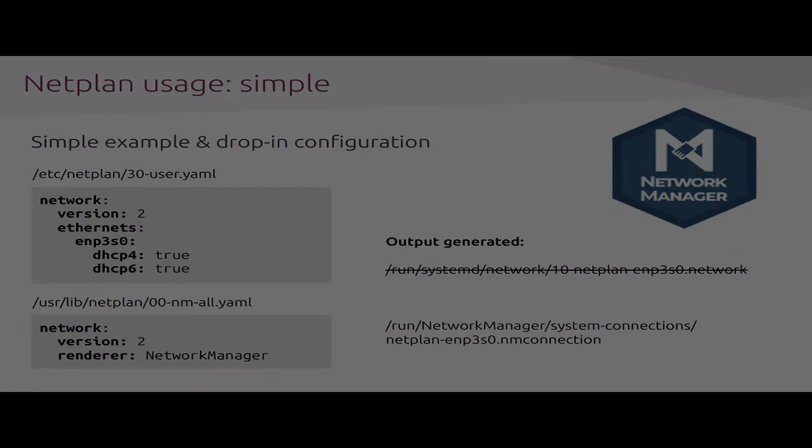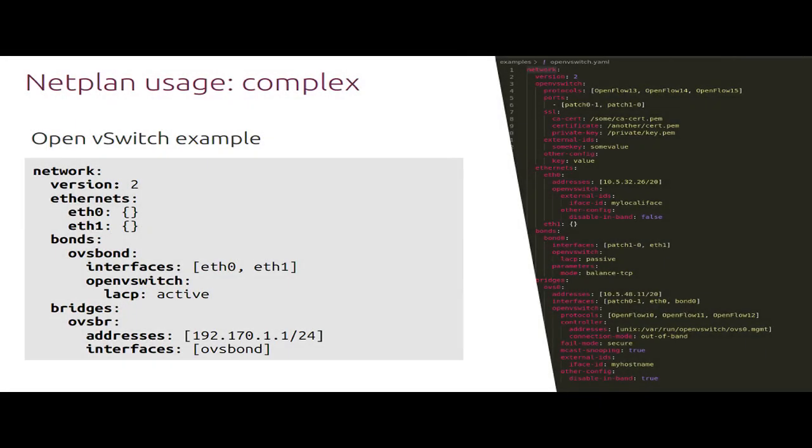Let's look into a bit more complex example. This one is using Open vSwitch. It's again a network configuration of version 2. But this time we don't have a single Ethernet interface, but we have two Ethernet interfaces, eth0 and eth1. They are pretty much empty in their definition. We just put them into the file so that it's clear that Netplan is supposed to manage them and not any other tool besides it.